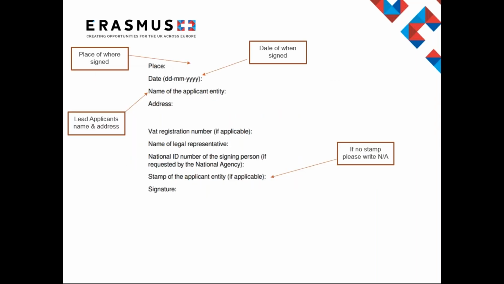You will need to fill in the above details. The place should be the town where the Declaration of Honour has been signed. The date would be the date of when you signed it, and you will need to write the name and address of the lead applicant, including the VAT registration number if applicable. You will also need to put the name of the legal representative, and it will need to be signed with a wet signature. If you have a stamp for your organisation, please include it, but if you don't have a stamp, please just write not applicable.